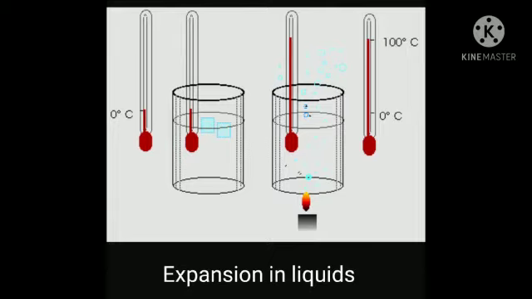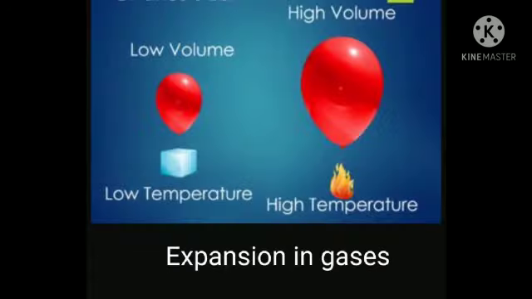Now expansion in liquids. Mercury is a liquid which expands on heating. You can see this if you take a thermometer and dip it in heated water. Then you observe that the mercury level rises due to the expansion of mercury. Now the next is expansion in gases. If you keep an inflated balloon in the sun for some time, it will grow in size as the air inside it expands on heating from the surroundings.